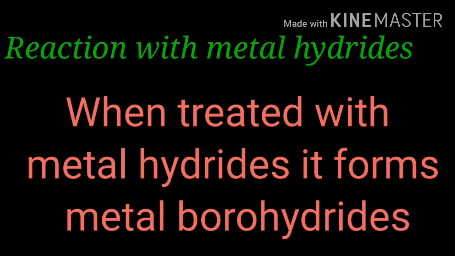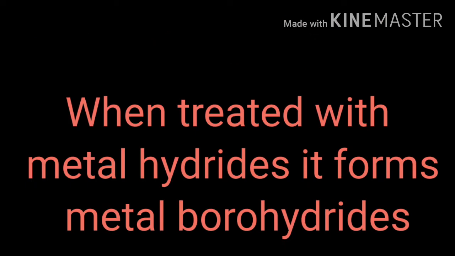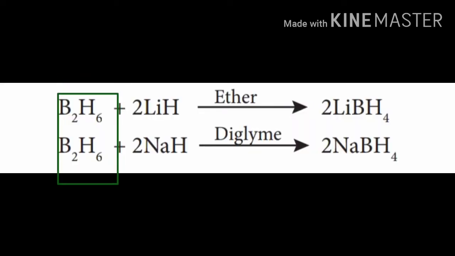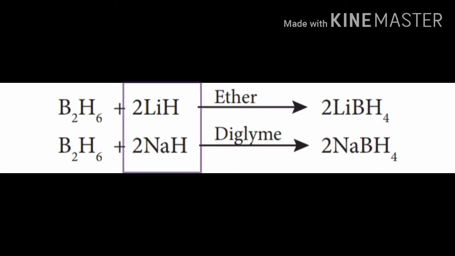Next reaction is the reaction of diborane with metal hydrides. When treated with metal hydrides, it forms metal borohydrides. See the reaction. This is diborane. Then reaction with metal hydrides. Metal hydrides means a metal with hydrogen. So with metal hydrides, we get metal borohydrides. So this is lithium borohydride. Another one is sodium borohydride.